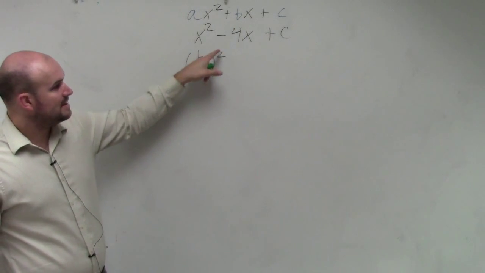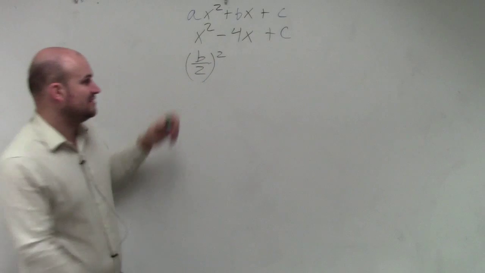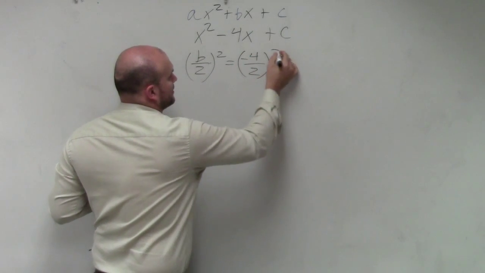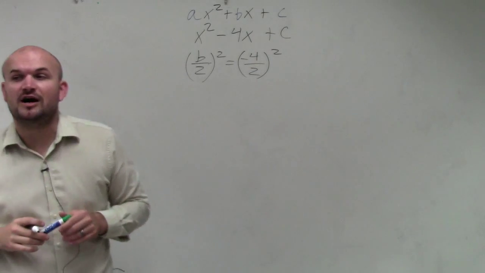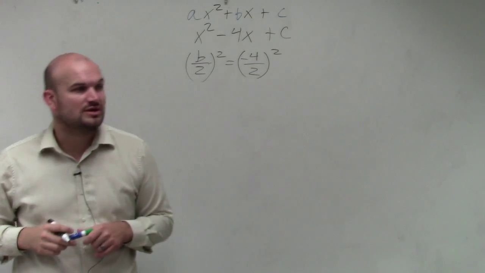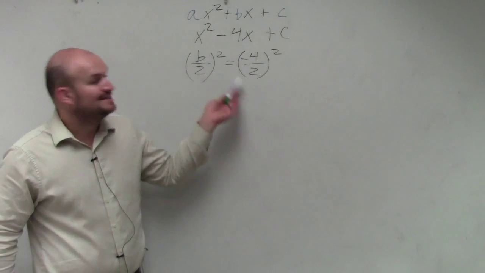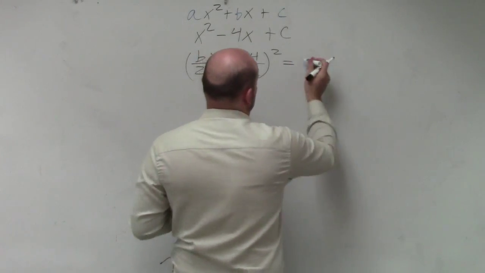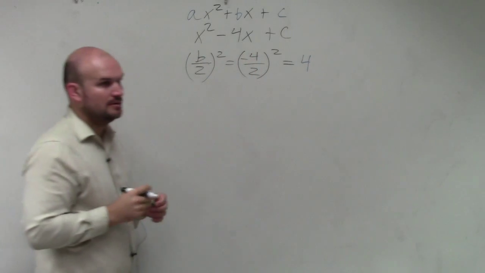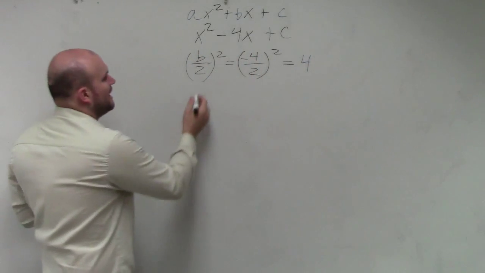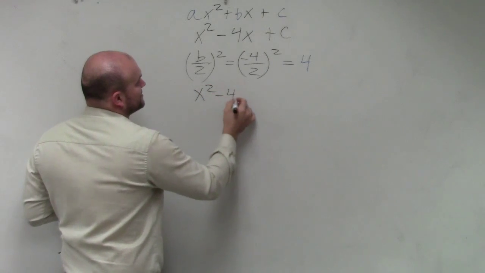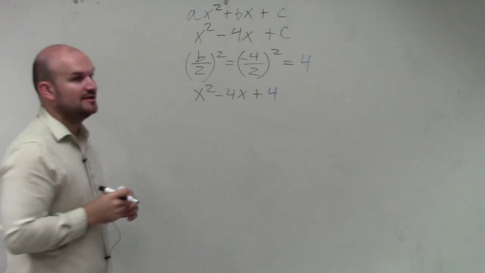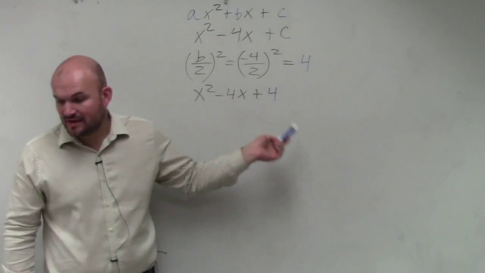So you're going to take b, which in this case you guys can see is -4. So you're going to do -4 divided by 2, and then square it. So just make sure you follow your order of operations. -4 divided by 2 is -2. -2 squared is +4. OK? So basically what we have here is x squared minus 4x plus 4. OK? So 4 is the value that completes the square.